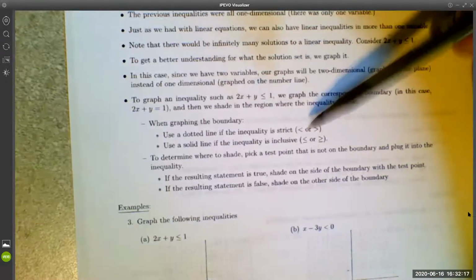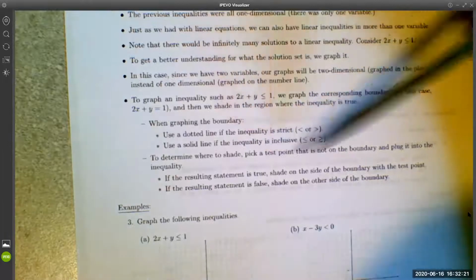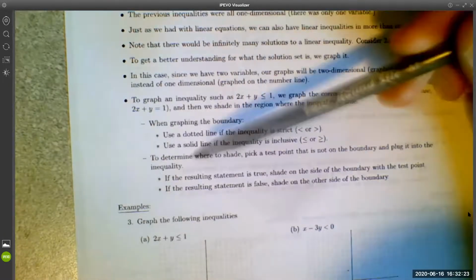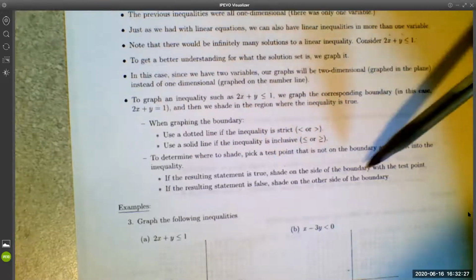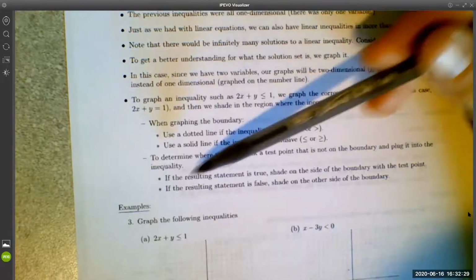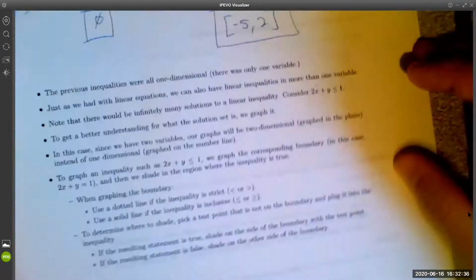And then to decide where to shade, we usually use a test point. So we pick a test point that's not on the boundary and we plug it into the inequality. If the resulting statement is true, then we shade on the side of the boundary where the test point is. If the statement is false, then we shade on the other side of the boundary. So let me walk you through a couple examples.